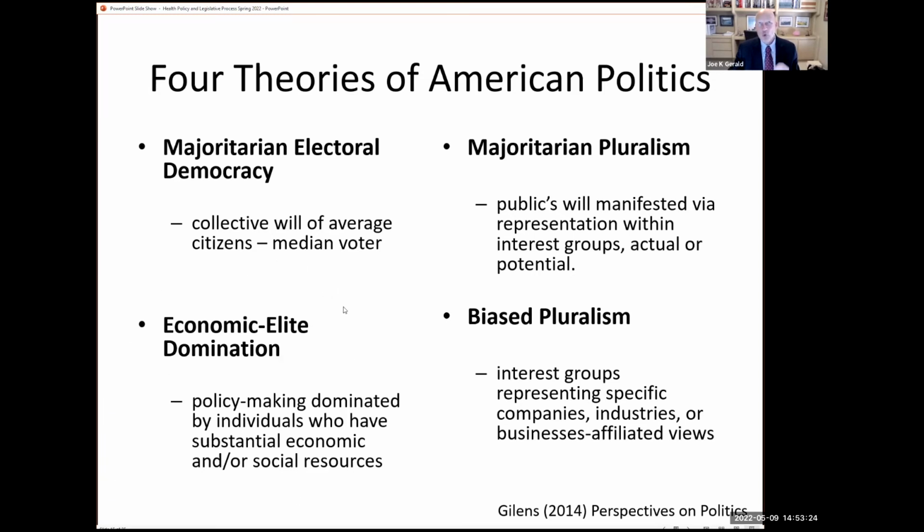Another individual-oriented theory is economic elite domination. This theory basically says not all voters have equal power. Voters who are more affluent, they have more money, they're of a higher socioeconomic status, will have more influence than just an average ordinary citizen. And it's still individuals who matter. And so elected officials are still responsive to individuals, but they're not responsive to all individuals equally. They're more responsive to the rich than the poor.